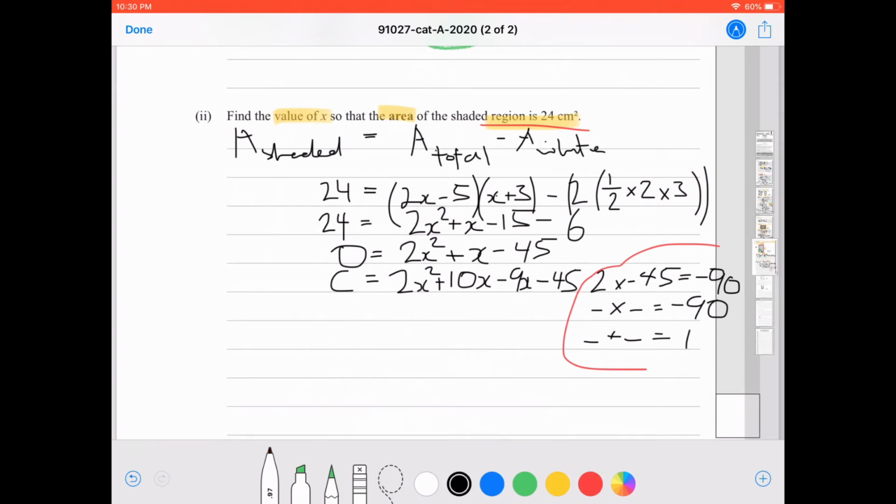And we say that equals 0. We draw a line, factorize the left-hand side, so 2x, and then x plus 5. And the right-hand side, minus 9, and x plus 5. And again, you know you're on the right track when those two brackets are the same. So 2x minus 9 is a factor, and x plus 5.